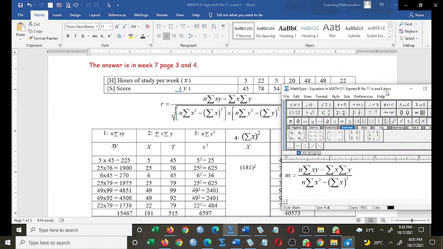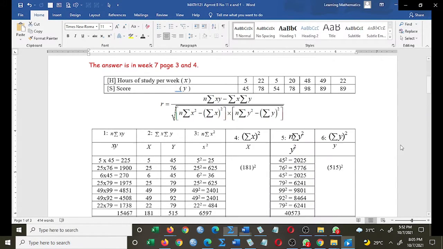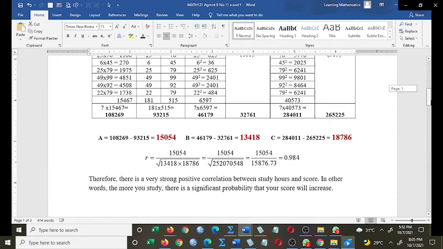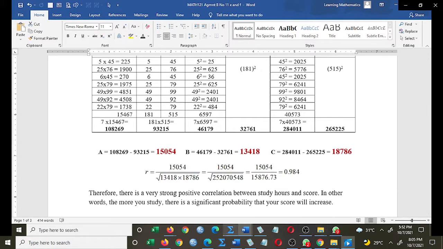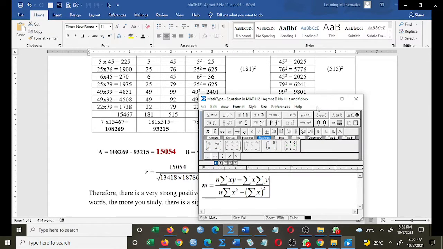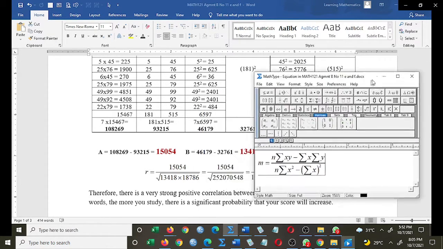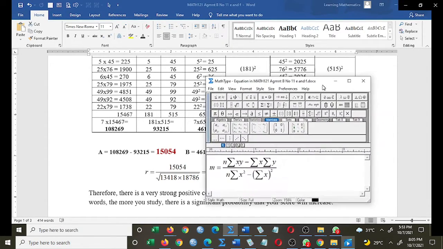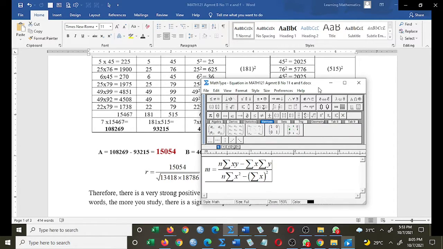Let's come down here. Right, so here it is. So just to break the ice, let's compare this with that. What value did we get for the numerator when we were calculating product moment?